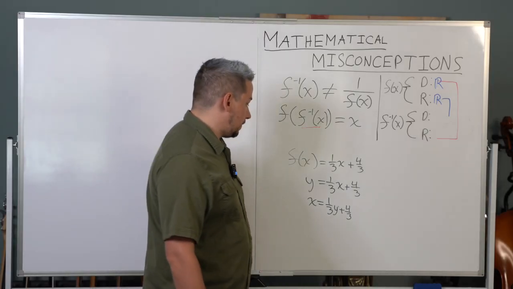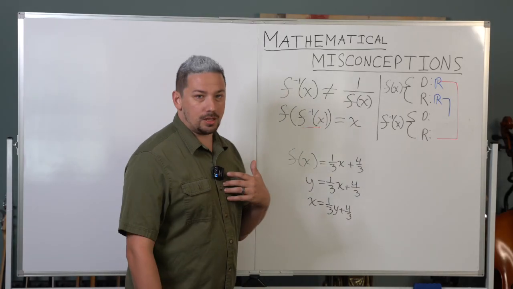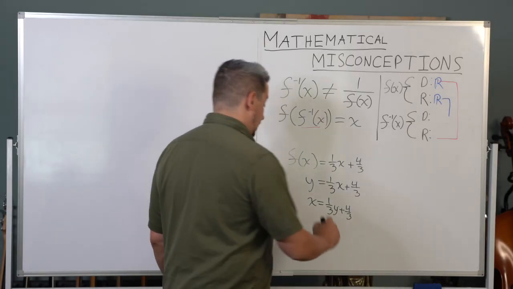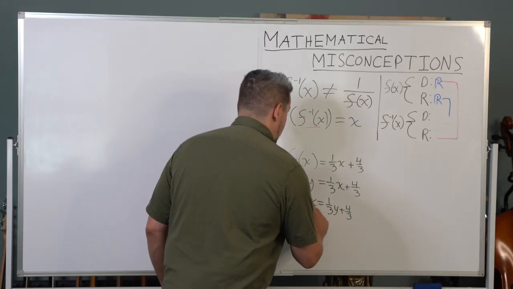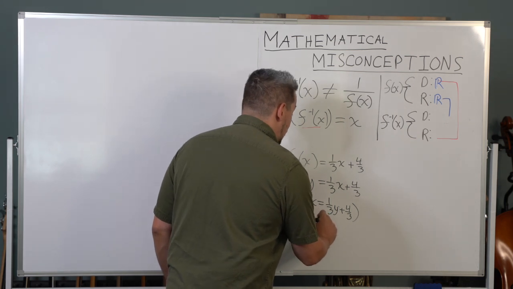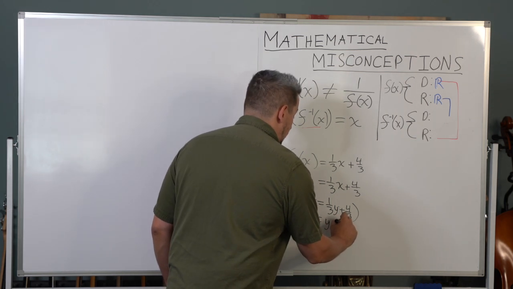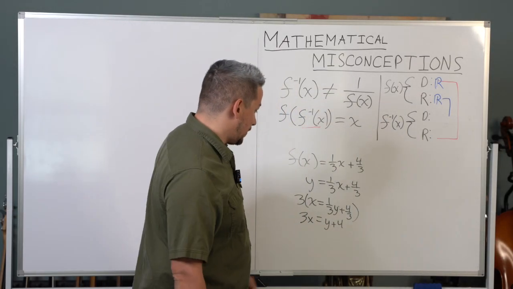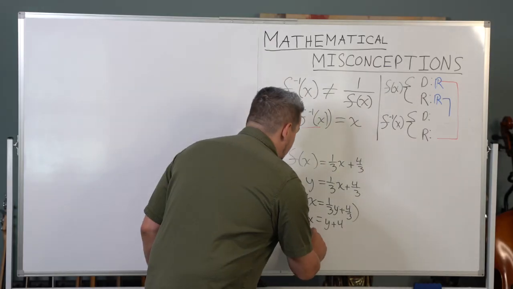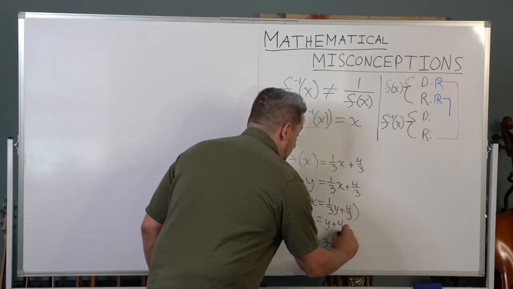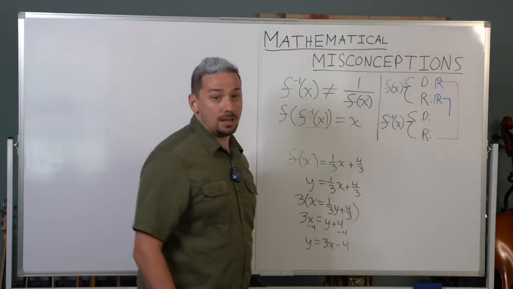The name of the game here, once you get to this step, is to solve for y. All right, what's the first thing that we're going to do? The first thing I'm going to do, and you might do this a little bit differently, is I notice that we have this denominator of 3 and 3 right here. I'm just going to multiply everything by 3. So we have 3x equals y plus 4. And then to solve for y, it's pretty easy. We don't have a fraction to deal with anymore. We just move 4 to the other side. Now I'm going to move y to the left-hand side. So y is equal to 3x, and then we're going to subtract 4, minus 4. And that is the inverse function.